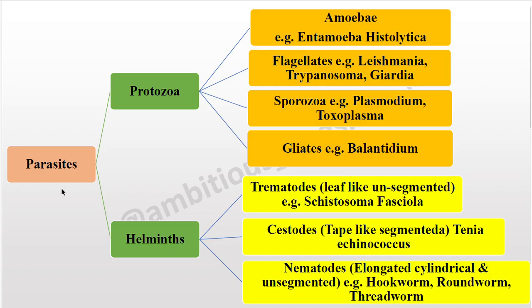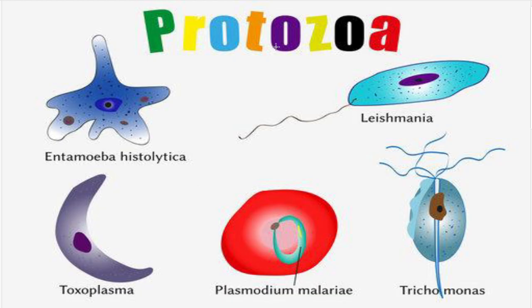So, parasites are classified into two, that is protozoa and helminths. Protozoa are again classified into amoebae, flagellates, sporozoa, and ciliates. Helminths are again classified into trematodes, cestodes, and nematodes. Now, the examples of protozoa: the amoeba is Entamoeba histolytica. Flagellates, you can see these are the flagella. The examples are Leishmania, Trichomonas, Toxoplasma, and Plasmodium malariae comes under Sporozoa.